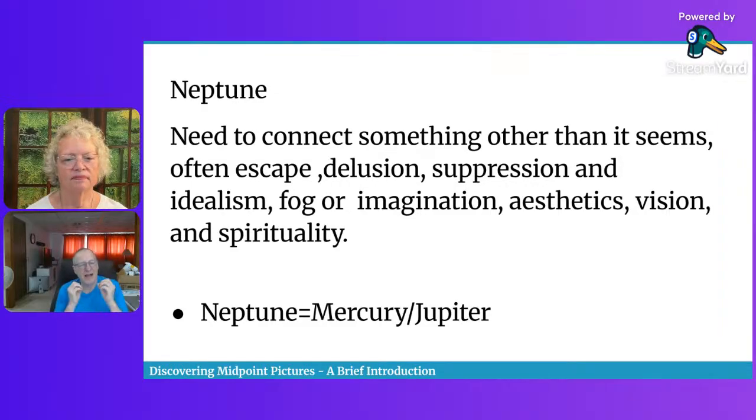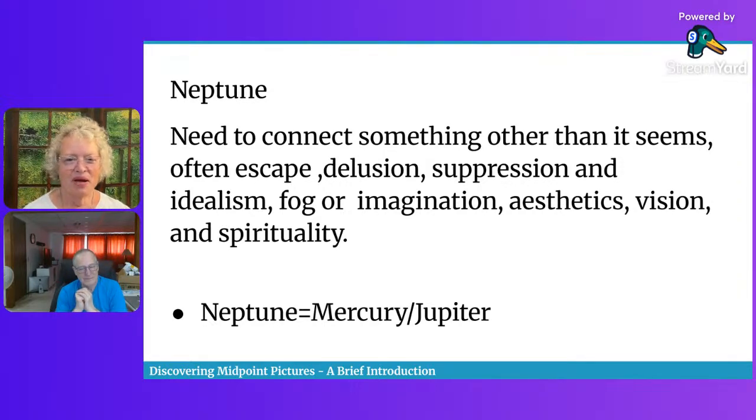But on the positive side, it's imagination or visualization, it's aesthetics, it's vision, it's spirituality. And spirituality starting with self, but really out to help others, because Neptune wants to connect with something outside of itself. There's no boundaries for Neptune. Neptune includes everything. All right. Neptune in this case. Now, this is an interesting one. So we have the midpoint picture, Neptune equals Mercury, Jupiter. What would you think about that, Liz?